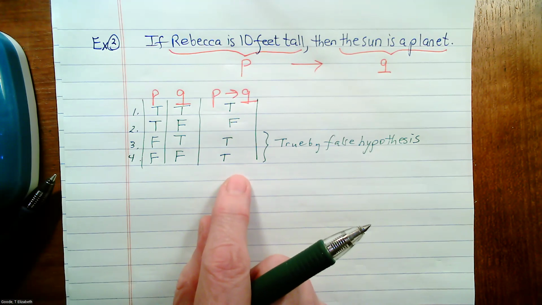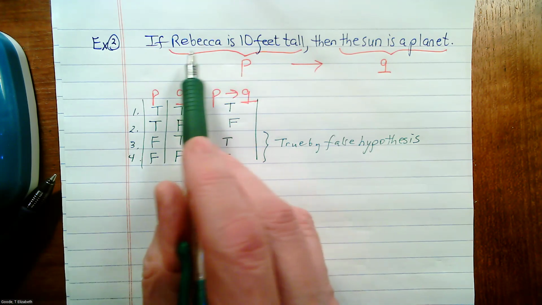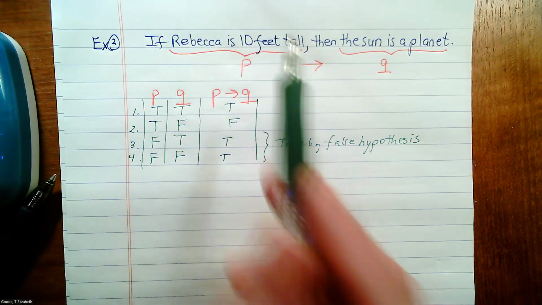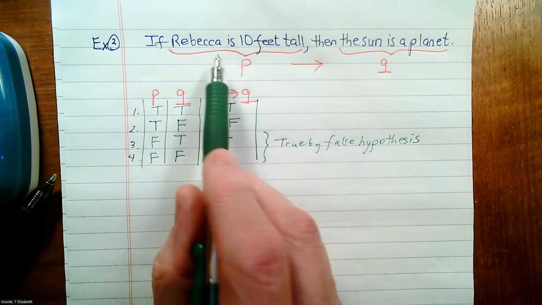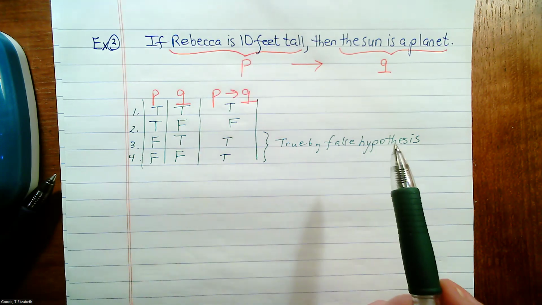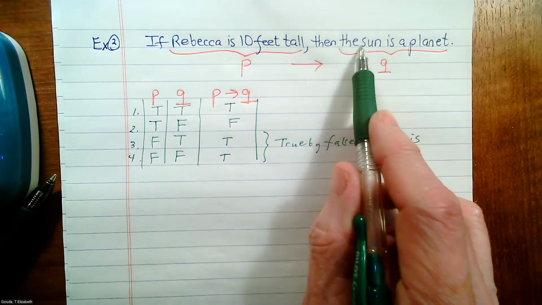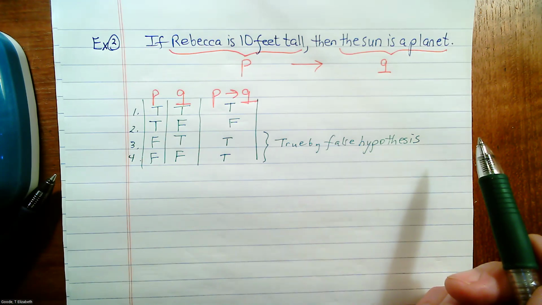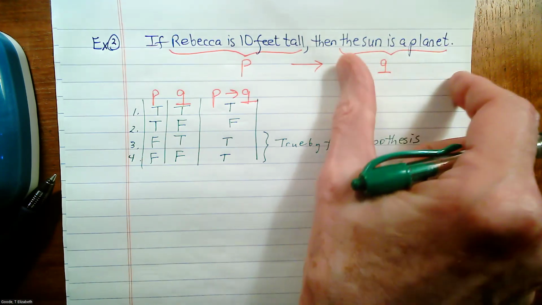What do you think now about whether it's true or false? So let's look. What's the truth value of "Rebecca is 10 feet tall"? Is that true or false? False. What's the statement? The sun is a planet. What's the truth value of that statement? It's true. Wait a minute. The sun is a star, not a planet. I'm sorry. My bad.